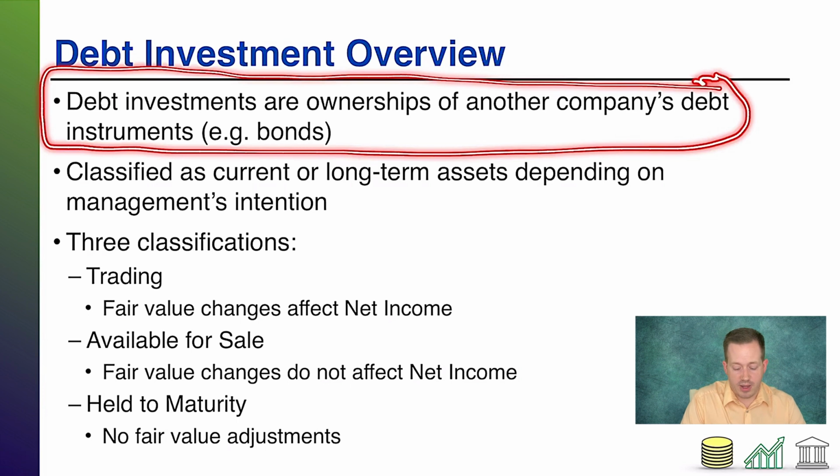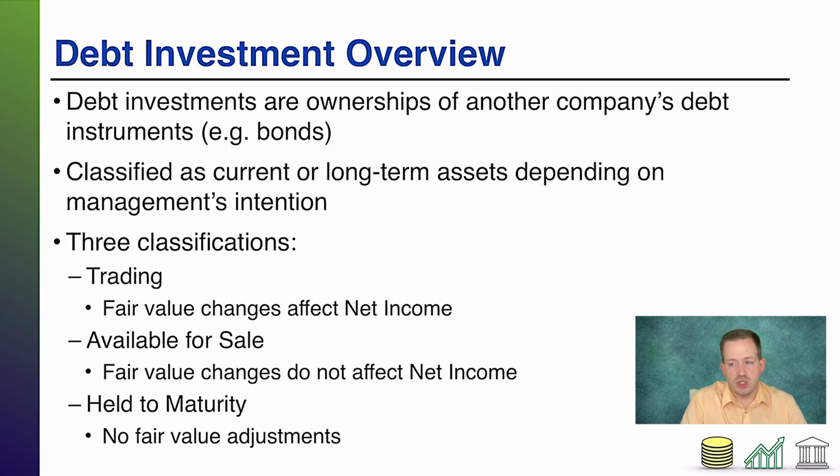Debt investments, just to be clear, are ownerships of another company's debt instruments. So when you hear things like bonds being traded on the bond market, you're talking about debt instruments. You're talking about companies that are trying to raise money by essentially taking a loan from others. Just like equity investments, debt investments might be current assets, they might be long-term assets. Again, it all depends on whether management intends to hold 1 year or less, right? 1 year or less is current. 1 year or more is long-term. I should say more than a year is long-term.